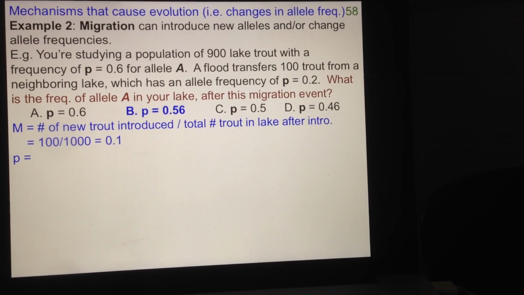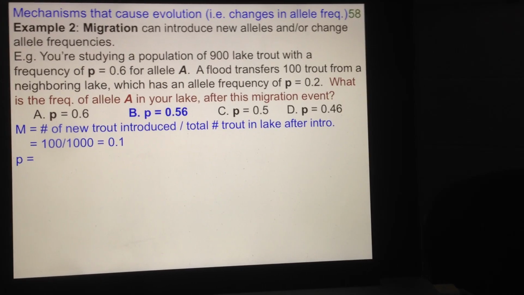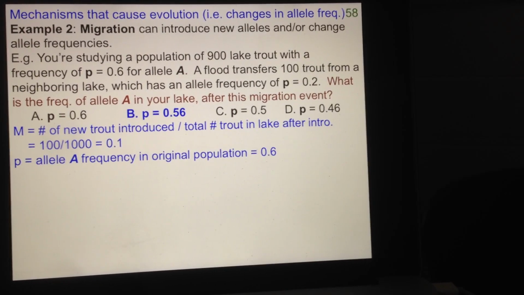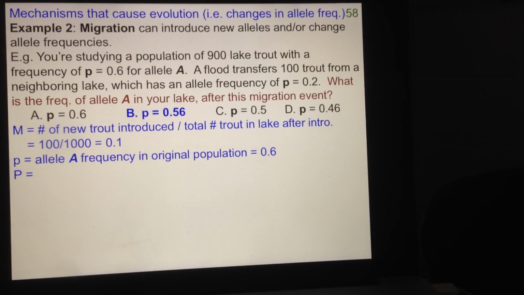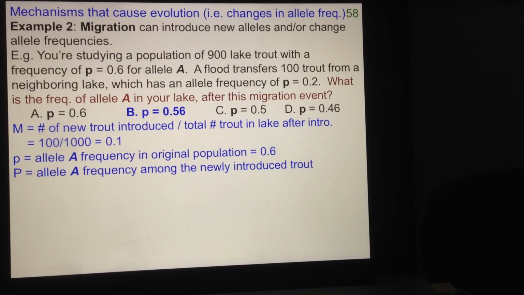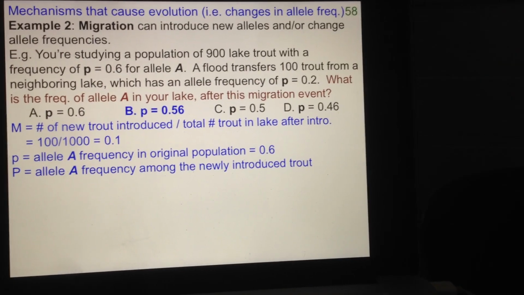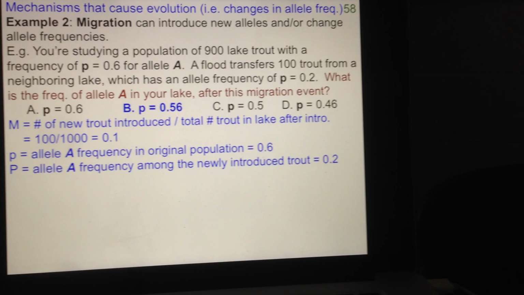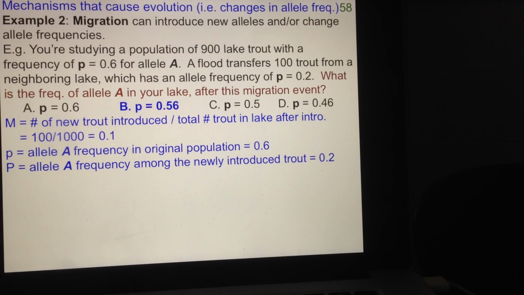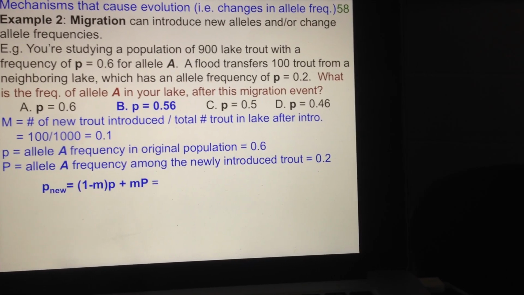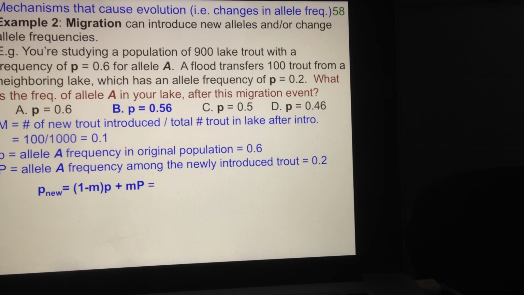Then you have to organize your two p-values. The p-value for your original population was 0.6, so we'll use small p for that, which we already have. Then let's use big P to represent the allele frequency for allele A in the introduced trout, which was 0.2. This is just given to you in the question. Once you've labeled all the letters, you're ready to use the formula, which is this. The formula is fairly simple.